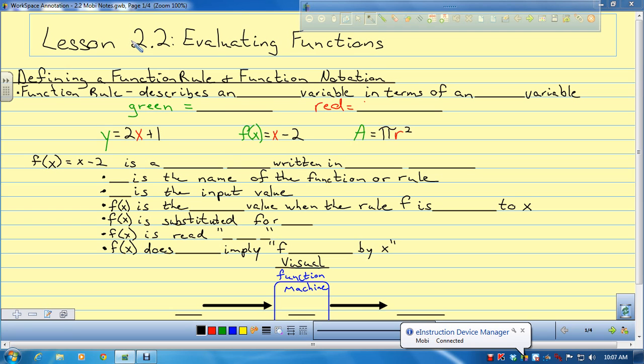to you. Okay, so we're going to start off, we're going to define a function rule and function notation to you. This function rule, what this simply does is this is going to describe an output or the result of something in terms of our input variable. Okay, and this is simply another way to write some equations that we've already been writing.